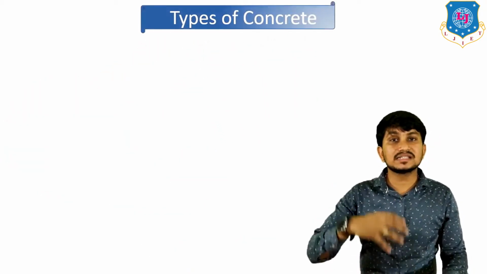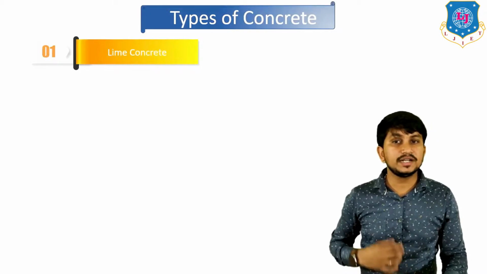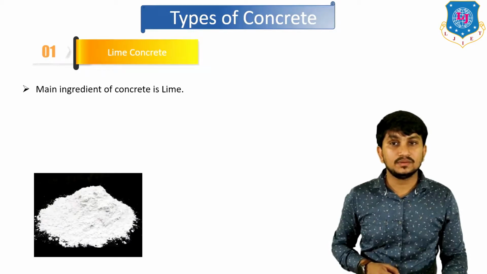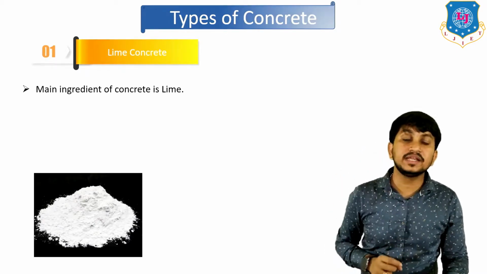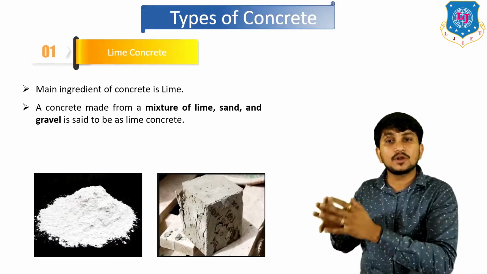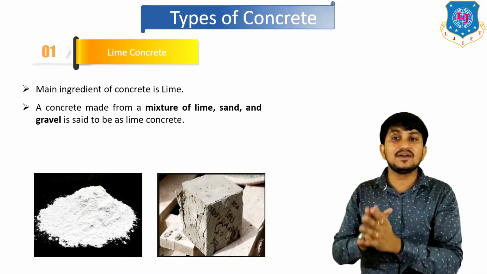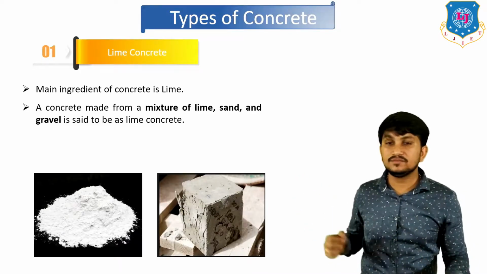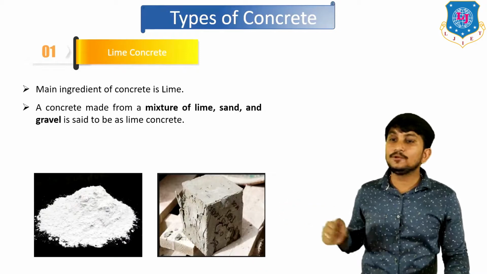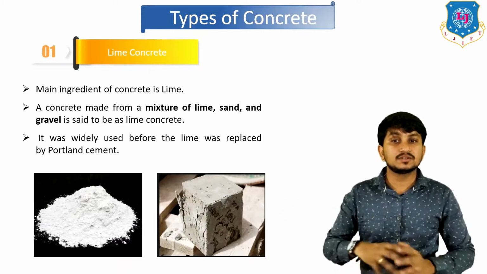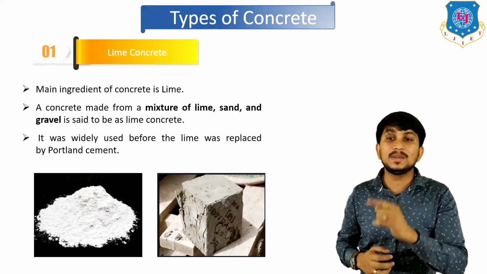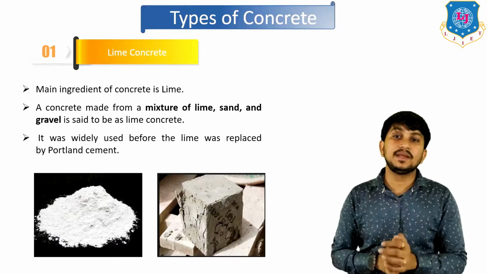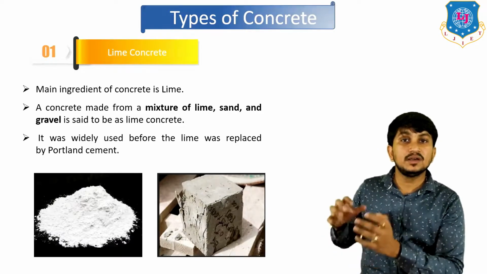Now let's discuss various types of concrete. First type of concrete is lime concrete, in which the main ingredient is lime. Lime is used as a binding material in concrete. A concrete made from a mixture of lime, sand and gravel is said to be a lime concrete. You can clearly see lime powder which is white in color. This is a lime concrete example. It was widely used before lime was replaced by Portland cement. After manufacturing of Portland cement, lime concrete became obsolete.